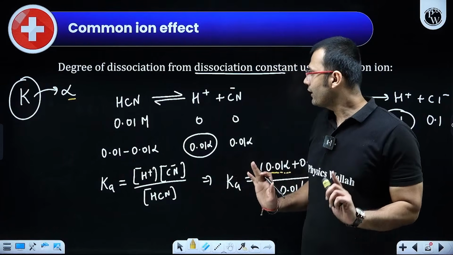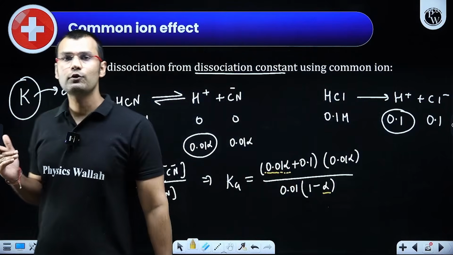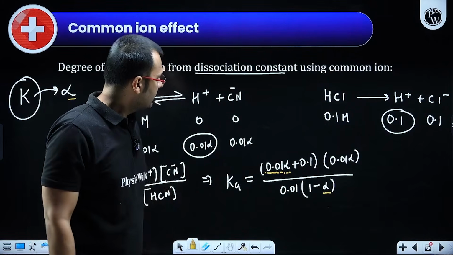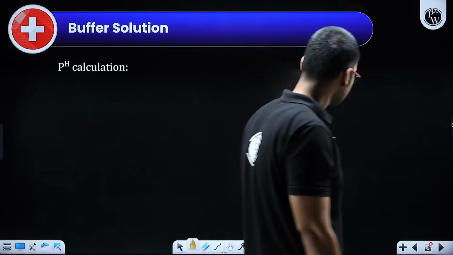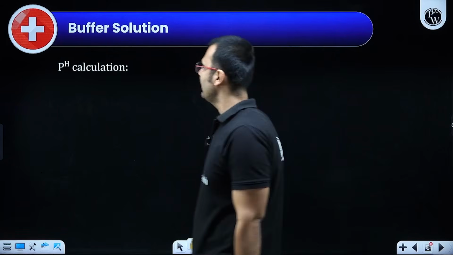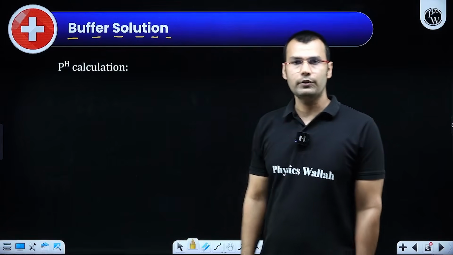So now I think you have understood the common ion effect, and in the calculation part, we have to always assume the total concentration of the common ion, right? So with this, now let's move on to the next topic, pH calculation of the buffer solution, right?